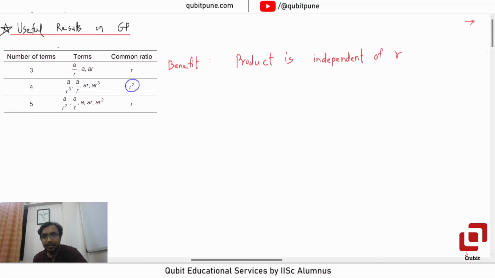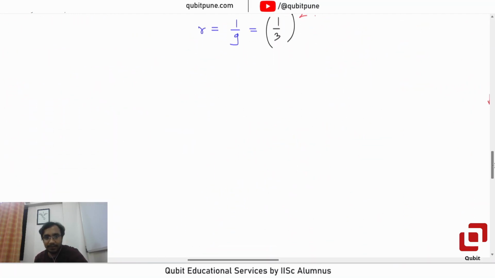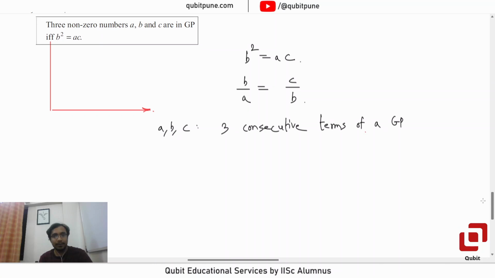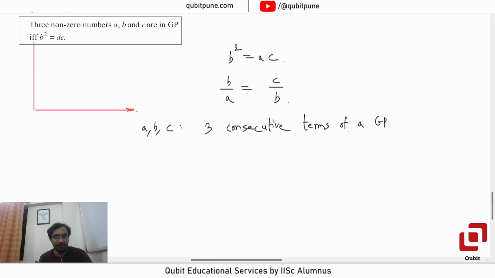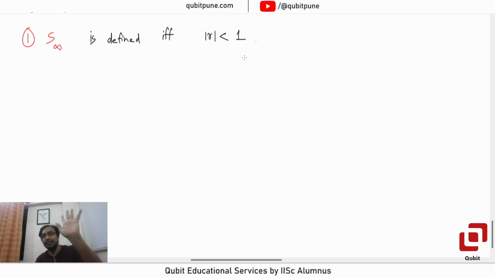Now I want to discuss a few more terms about GP. Among them, the first one is sum to infinity, S infinity. Now S infinity is defined if and only if the common ratio's absolute value is less than 1. Otherwise S infinity is not defined.